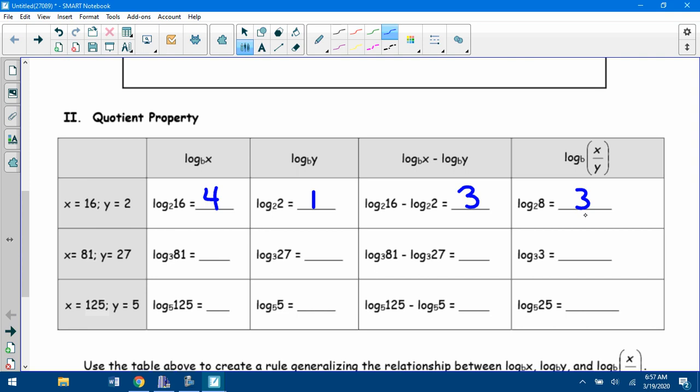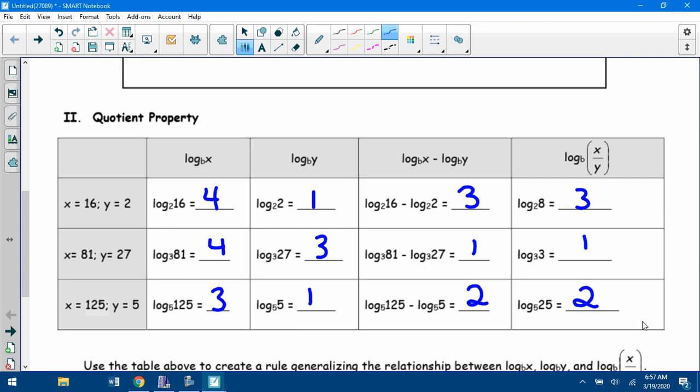Maybe you had to try this one on your calculator. 3 to the 4th power is 81. 3 cubed is 27. 4 minus 3 is 1. And log base 3 of 3 would be 1 because 3 to the first is 3. 5 cubed is 125, so that's a 3. 5 to the first is 5. This is 3 minus 1, that's 2. And we know 5 squared is also 25.